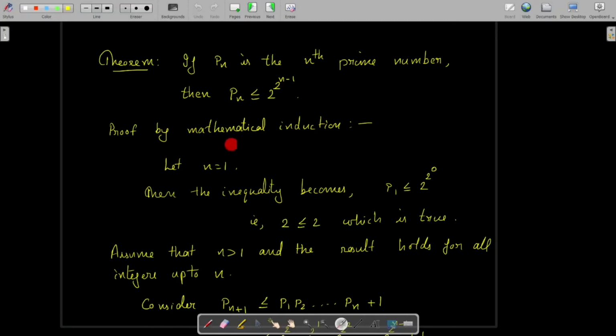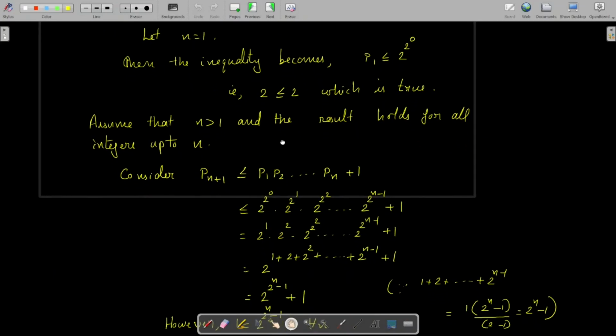The proof is by mathematical induction. That is, we will first prove the result for n equal to 1. When n equals 1, the inequality becomes P1 is less than or equal to 2 raised to 2 raised to 1 minus 1, that is 2 raised to 0, and 2 raised to 0 is 1. So we get P1 less than or equal to 2 raised to 1. And P1 is the first prime number, it is 2. So we have 2 less than or equal to 2, which is true since 2 equals 2. So the result is true for n equal to 1.